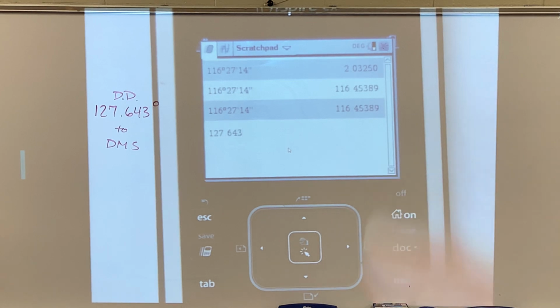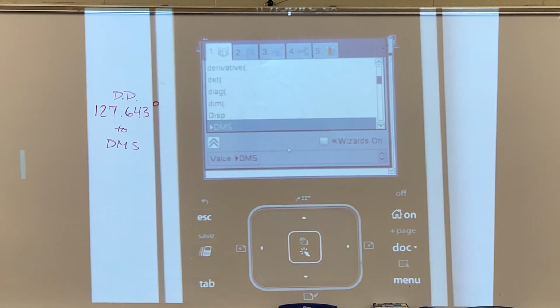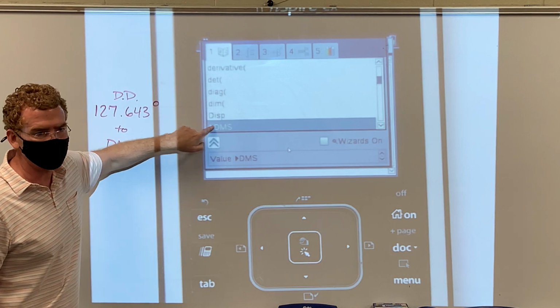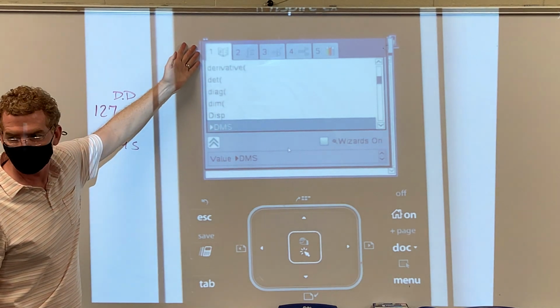127.643. So once I put that in there, I don't even have to hit the degree sign. I'm going to hit the right side of the book button, and then I want to use the first book. Now mine's sitting on DMS right now, but yours is probably on an A value, right?